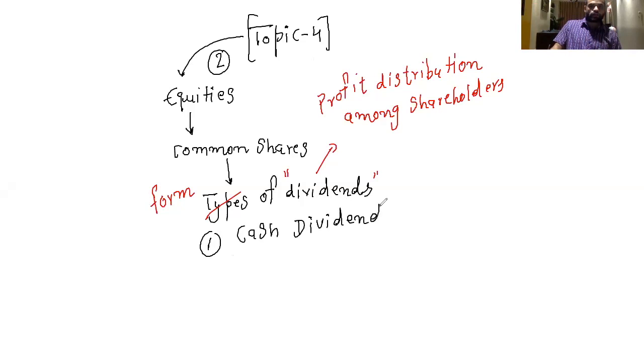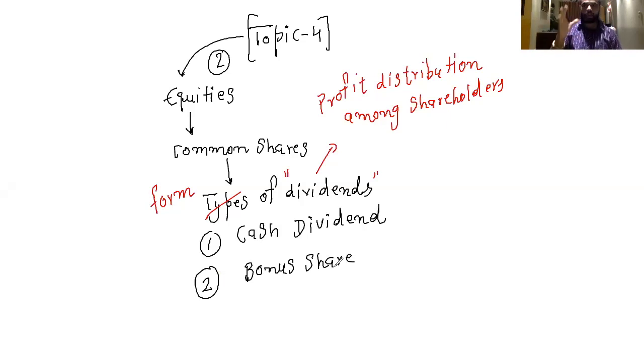Cash dividend. Second form is a stock dividend or share dividend. We call it bonus shares. Bonus share means when company pay dividend in form of shares, not in form of cash.